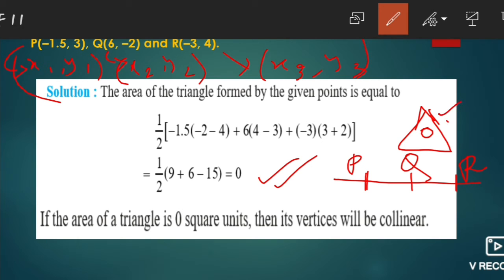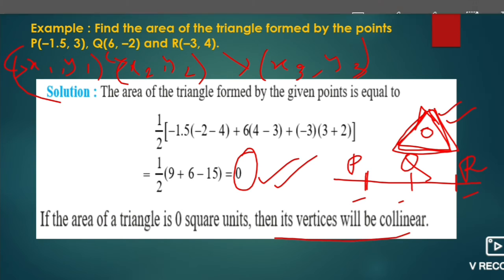Whenever it is forming a triangle, it will contain some area, but here you can see that the area is becoming 0. That means these 3 points will lie on a single line. That means these 3 points will become collinear. Okay, so the vertices are collinear.